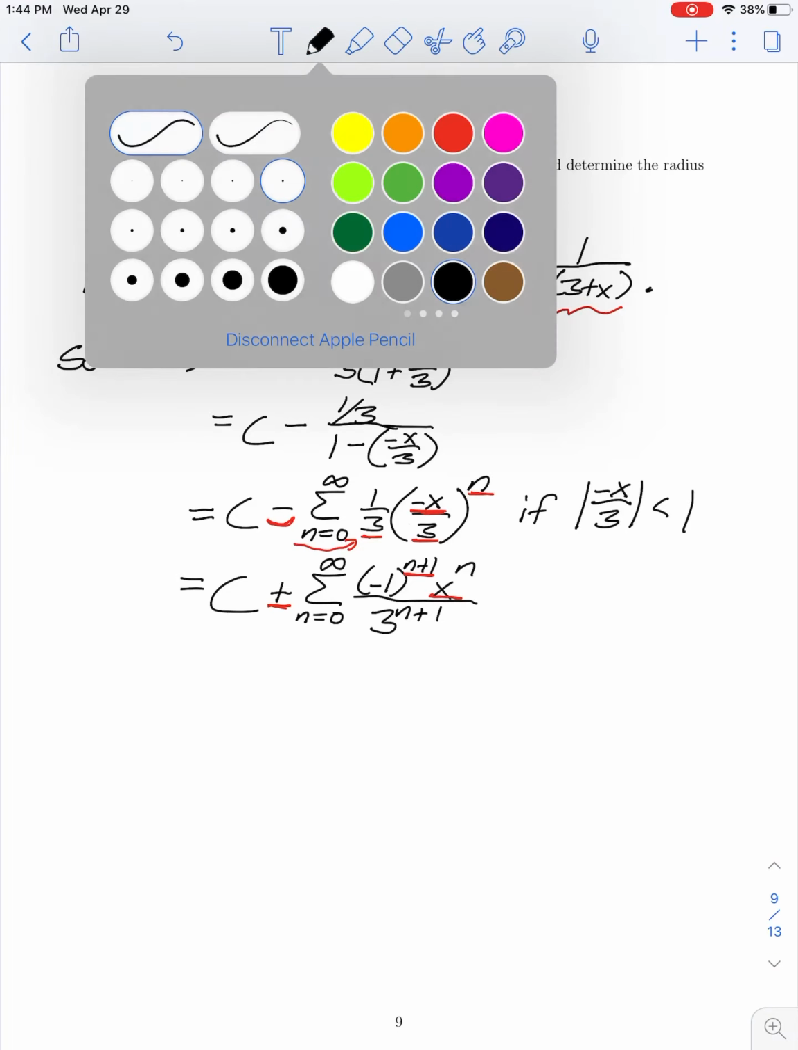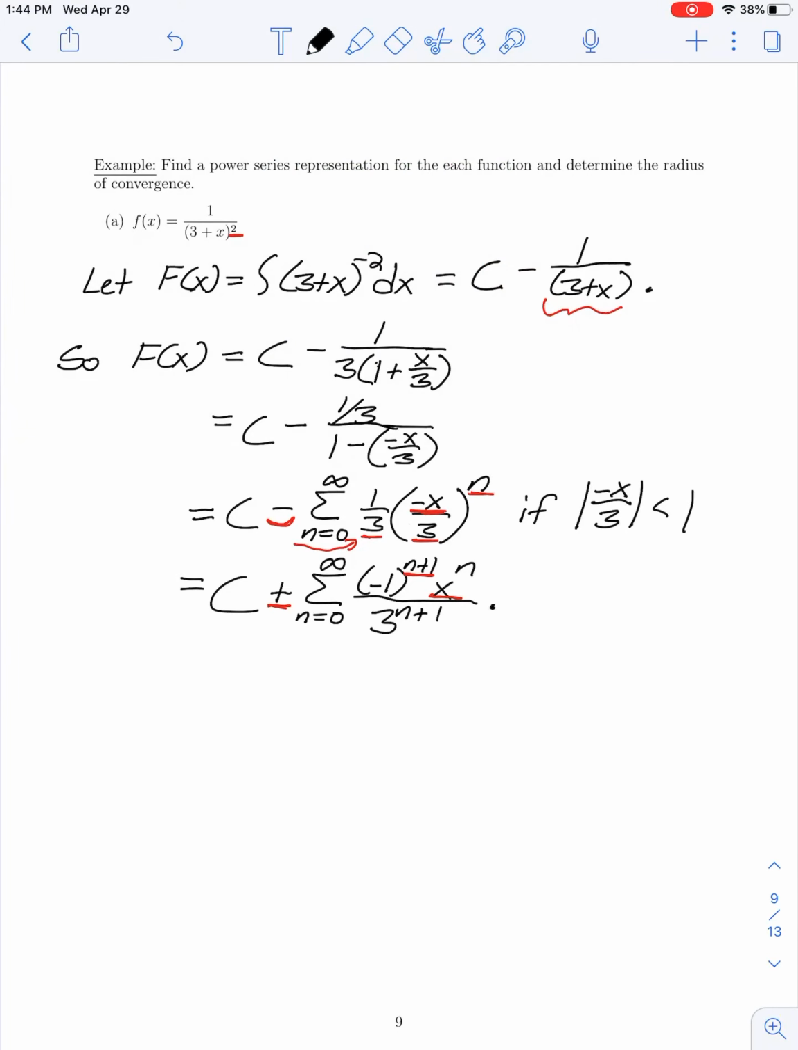So what I have found here is a power series representation of the antiderivative of the given function, capital F of x. So if I want a power series representation of the original function, little f of x, well, I know that little f of x would be the derivative of its antiderivative, that is capital F prime. So if I were to differentiate the power series that we just found, well, our constant of integration c out in front has a derivative of 0.